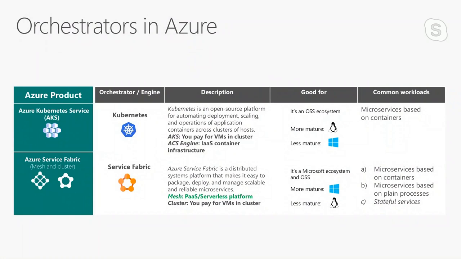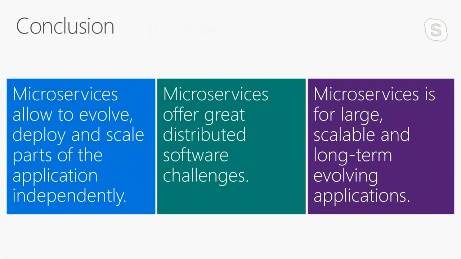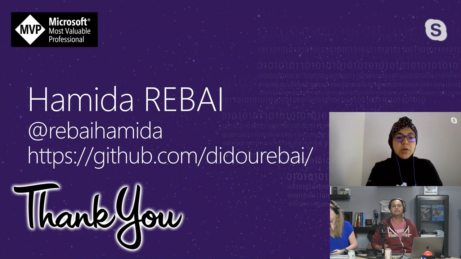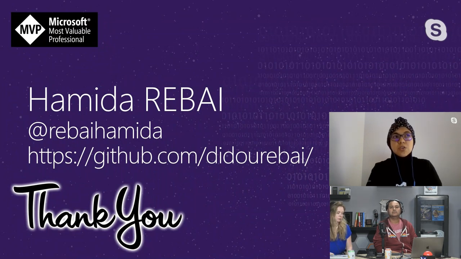And we can pay in Azure for VMs in a cluster, and for the space, pay as you go here. It's an IaaS container infrastructure, and the same for Service Fabric. So this session was an overview about microservices with Docker. Microservices allow you to evolve, deploy, and scale parts of an application independently, but we can't use this architecture for small applications because it's dedicated to distributed software challenges and for scalable, long-term evolving applications. Thank you. If you have any questions, you can send them to my Twitter, and you can find more detailed source code in my GitHub about this example and other examples.